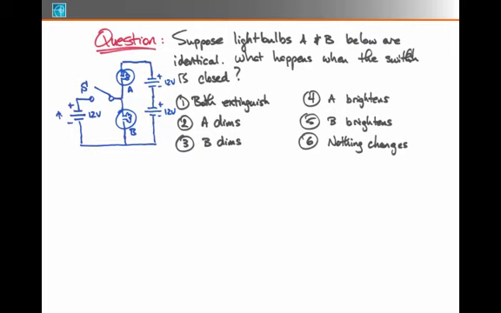Do the light bulbs both extinguish? Does one of them dim? Does the other dim? Does one brighten? Does the other brighten? Or does nothing change?